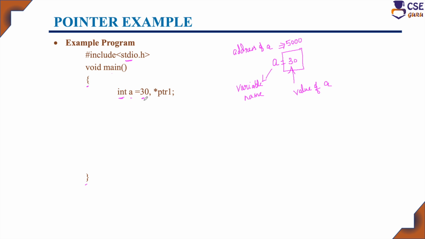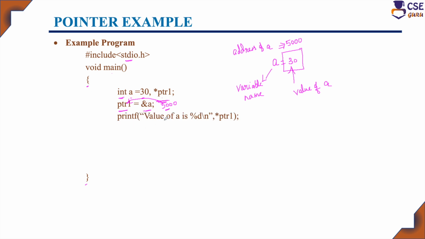So here int a = 30 and *ptr1, which is a pointer variable. We are declaring ptr1 as a pointer variable. Next step, ptr1 = &a. What is the address of a here? It is 5000. So if you ask to print only ptr1, it will print 5000, which is the address of a, now stored in ptr1.